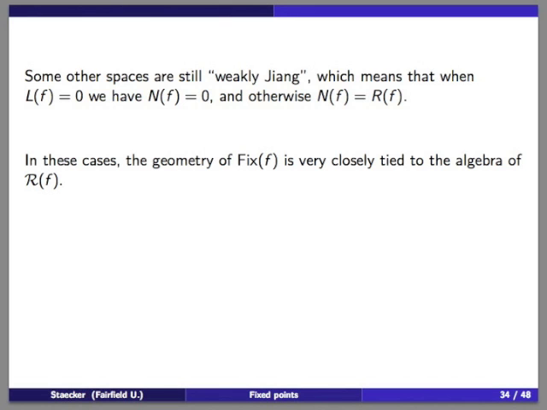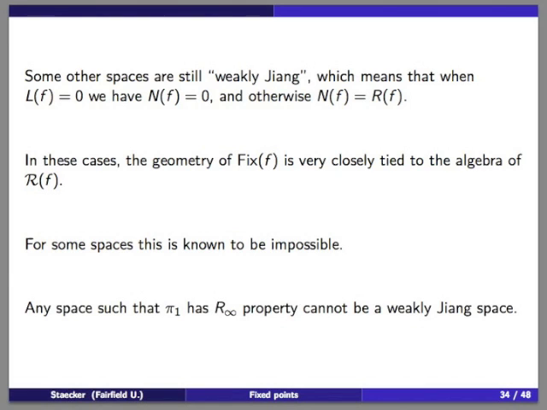In these cases, the geometry of the fixed point set is very closely tied to the algebra, right? That's what I was saying before. And for some spaces, this sort of relationship is known to be impossible. That is, sometimes the Nielsen number cannot be computed just in terms of the Lefschetz and the Reidemeister numbers. An example, this is why the R-infinity property is of interest, at least one reason. Any space where the fundamental group has the R-infinity property cannot be a weakly Jiang space. In that sense, the R-infinity property, is that true? He says yes, he says no.